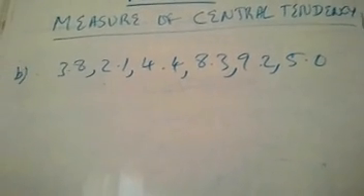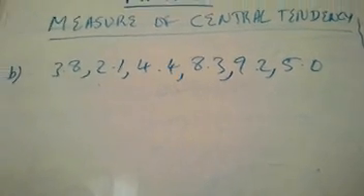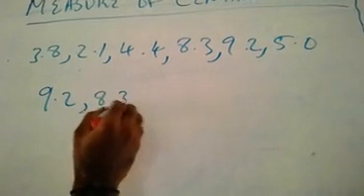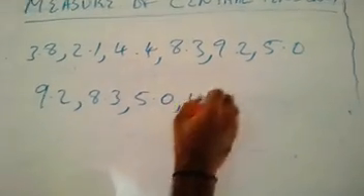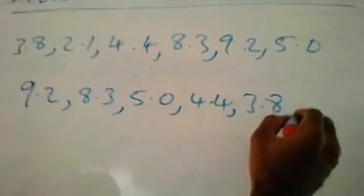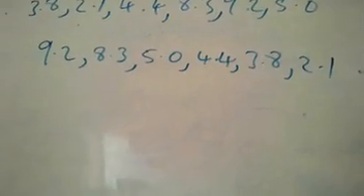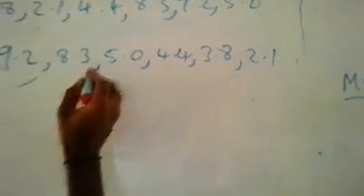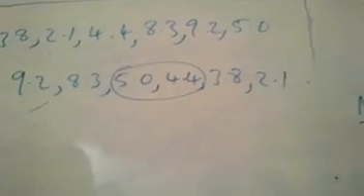I said we arrange in order of magnitude. So let's start from the maximum: 9.2, 8.3, 5.0, 4.4, 3.8, and 2.1. So this one is arranged in descending order, but they are even in number. You can say count out this, count out this, count out this, count out this. You see that these two are in the middle. And what do you do? You add them and divide by 2.